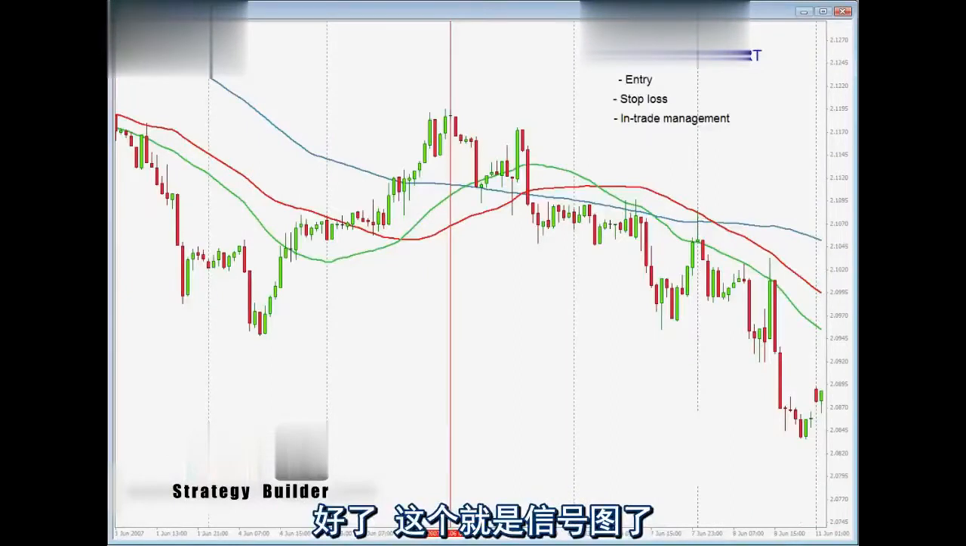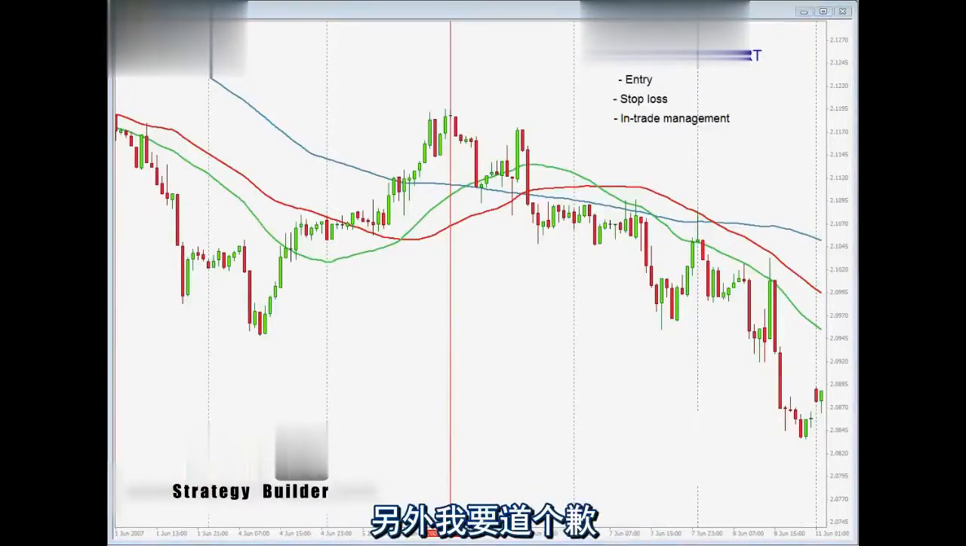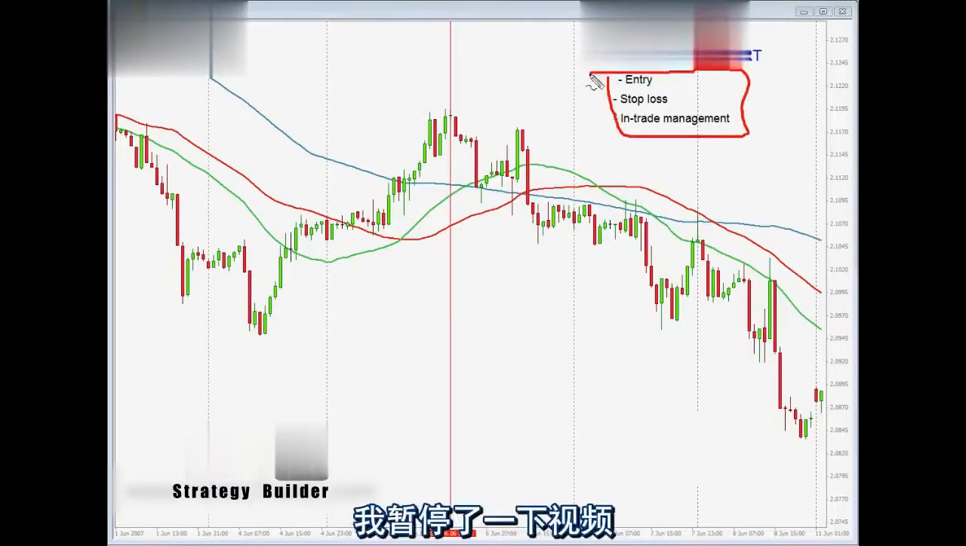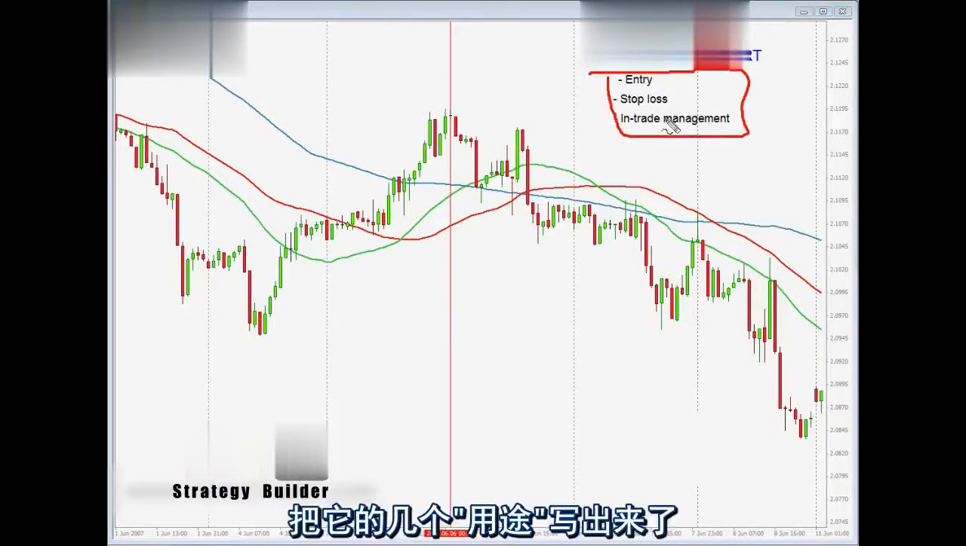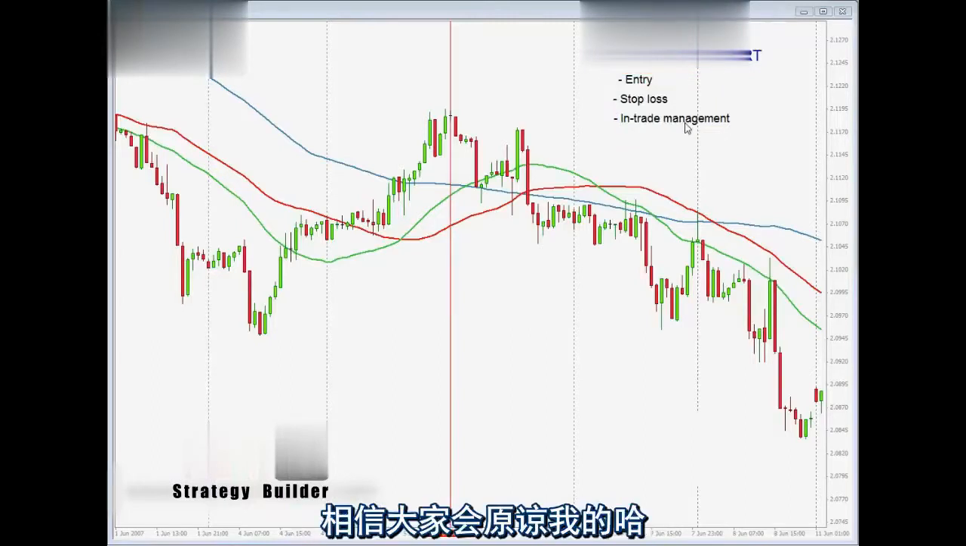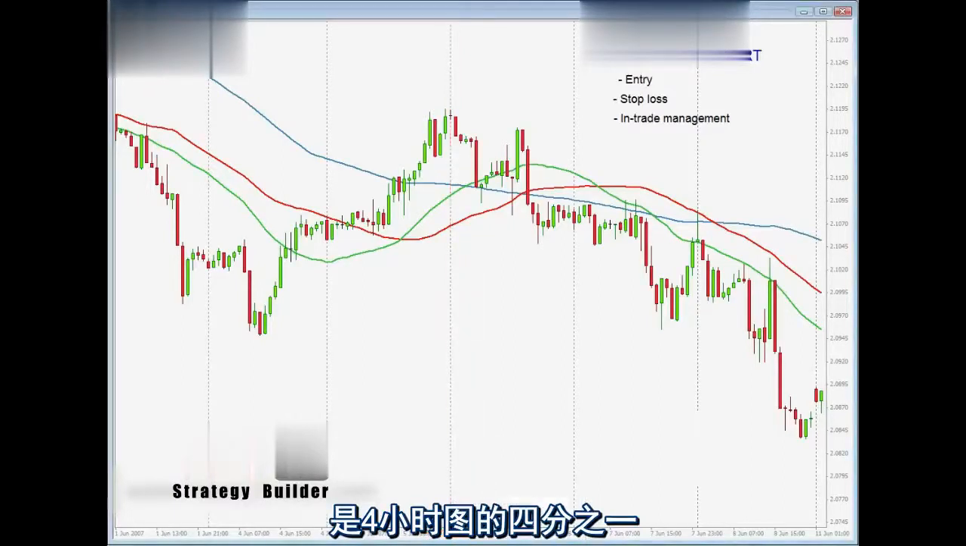Well, here we are in the trigger chart. By the way, I just cheated. I paused the video in order to type all these text boxes, but I'm sure you will be able to forgive me. So we are now in the 1 hour time frame, which is 4 times shorter than the 4 hour time frame. Of course, that's rather obvious.